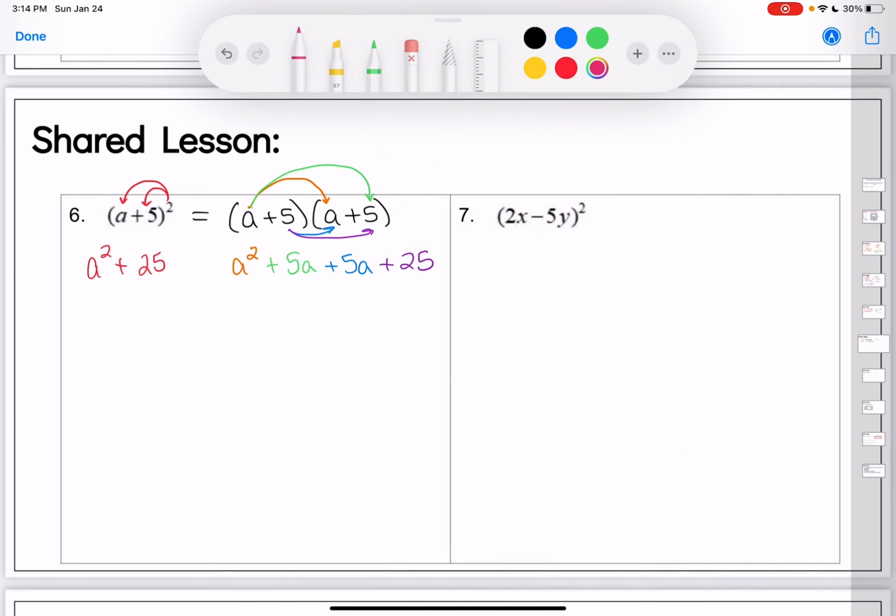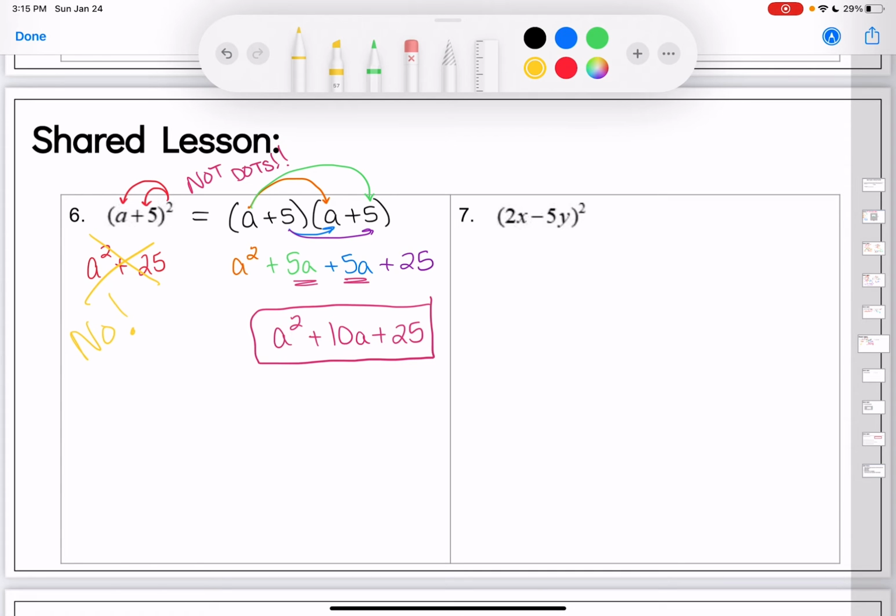I do have some like terms here. I'm going to combine these. Notice they're both positive 5a this time. They do not cancel out. This is not dots, right? Not dots. So I will get a squared plus 10a plus 25. That's the correct answer. When I multiply everything out, no shortcuts, I get a trinomial answer. I have those middle terms that don't cancel out. They have to add together. So this one is absolutely a no deal.